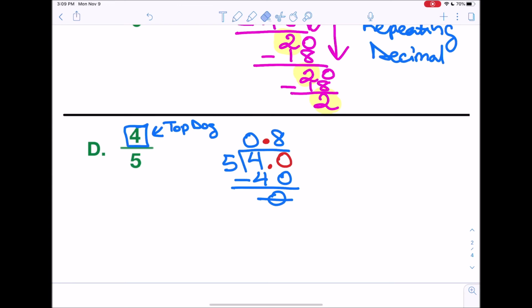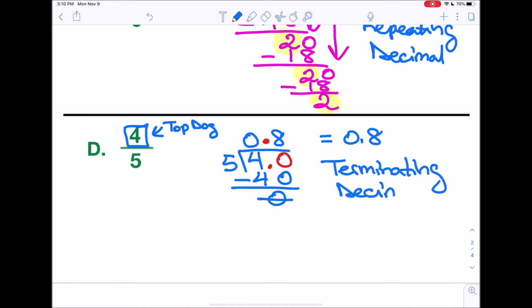So that means my answer is going to be 0.8. Nothing repeats. So this is definitely a terminating decimal, because we can stop at the 8 because there's no more remainder.